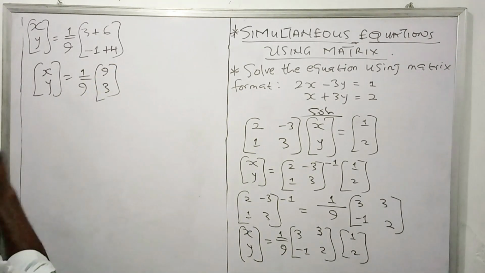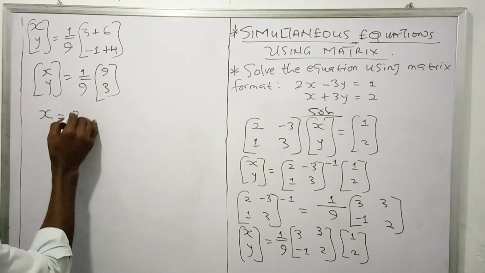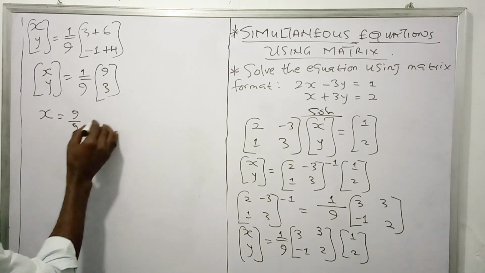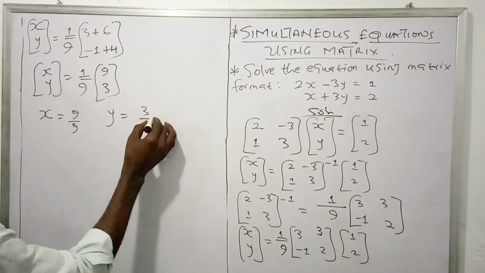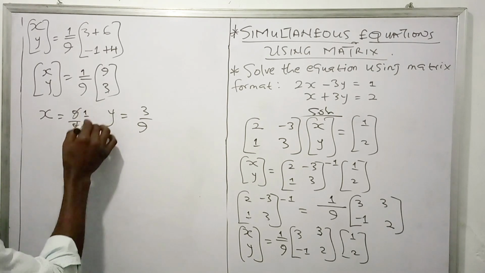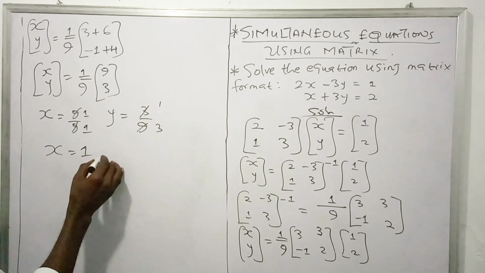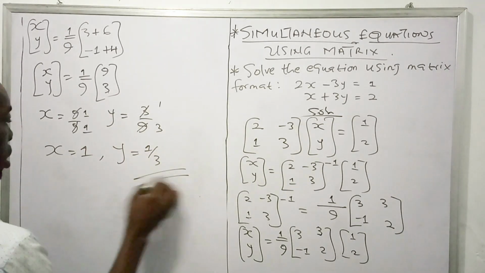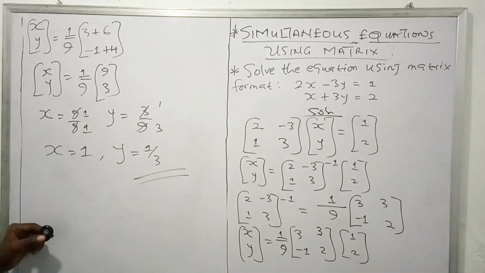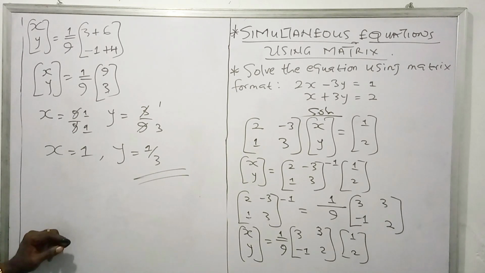So the value of our x now is 9 times this, which is 9 over 9. And the value of our y is 3 times this, which is 3 over 9. So here is 1, and 1 over 3. So our x is 1 and our y is 1/3. So we succeeded in solving that simultaneous equation using matrix format. So that will be the size of our lecture today.